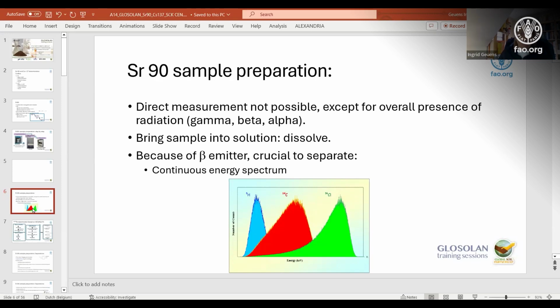You cannot measure directly. So bringing the sample into solution, dissolving it, is the first step. We use specific acids for that. And because of the beta emitter, it's crucial to separate. Just to remember, this is a continuous energy spectrum. As you can see, there is big overlap of all emitters. And also if you have alpha and gamma emitters, it will give you extra energy background, and you will not be able to do quantitative analysis. So separation is crucial.